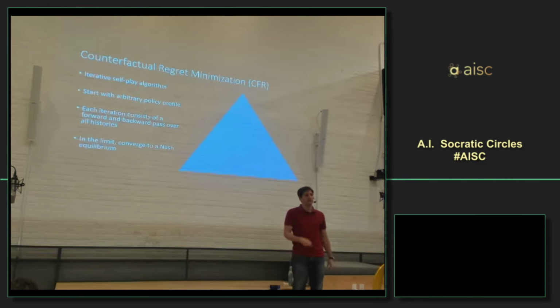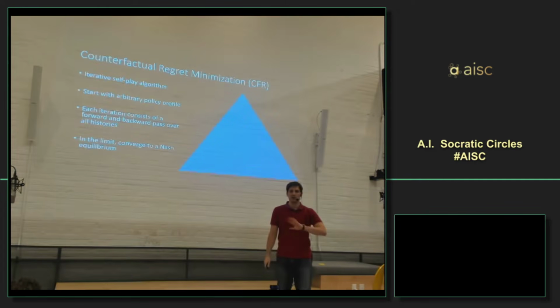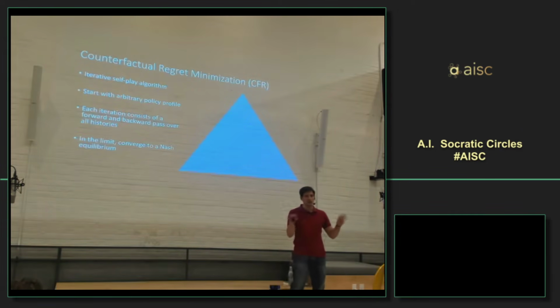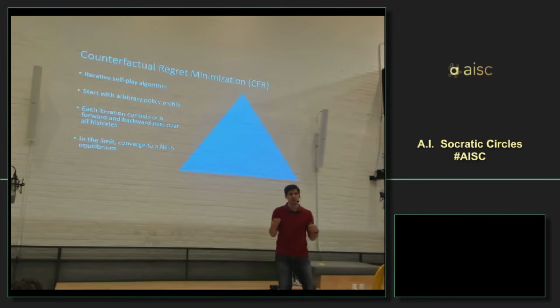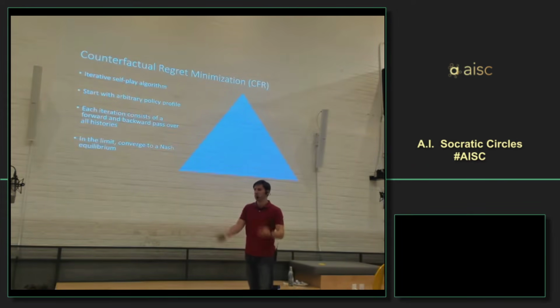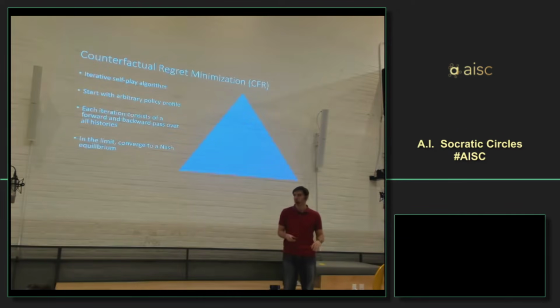Okay, and the algorithm that people use a lot to solve these poker games is called counterfactual regret minimization, or CFR. This was figured out in 2007. I'm going to give a very broad overview of this, but it's a self-play algorithm that works as follows. You start with an arbitrary policy for both players, and then you do forward and backward passes over all the histories. I'm going to explain a little of what I mean by that. You keep doing forward and backward passes, each time updating the strategy. The average strategy over time is guaranteed to converge to a Nash equilibrium. That's the nice theoretical property here.